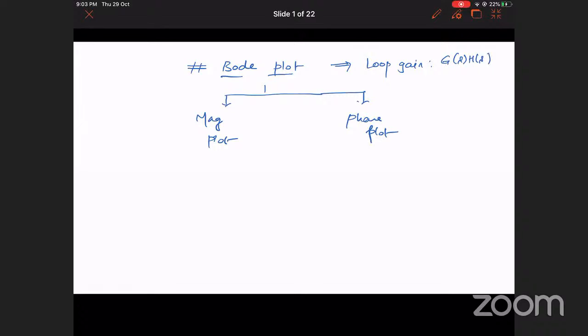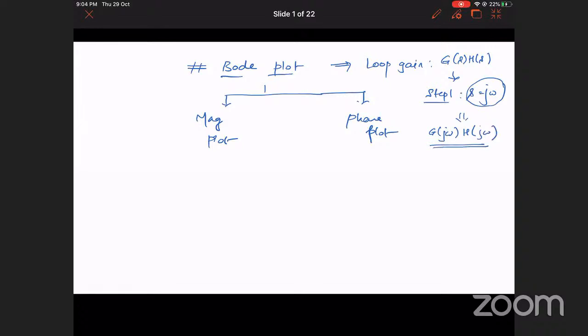Step number one, what is step number one, guys? We substitute s equal to j omega. Wherever there is s, we just substitute j omega. So what I get is G(j omega) H(j omega).